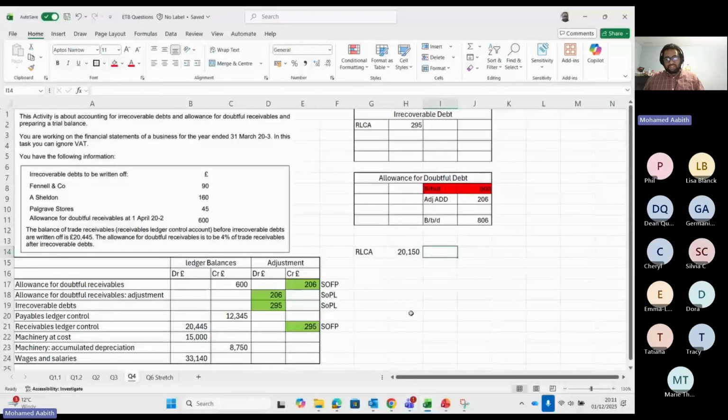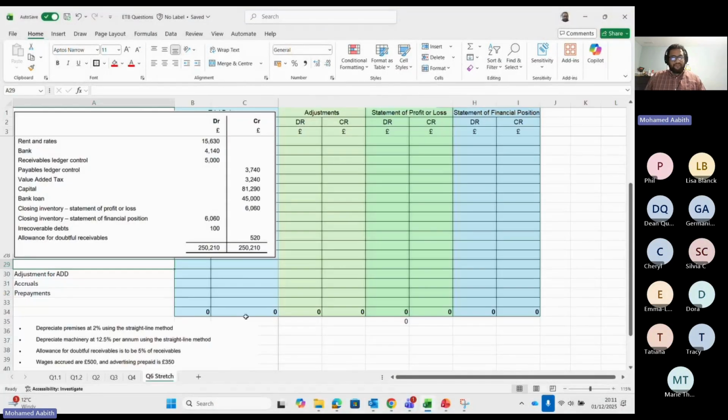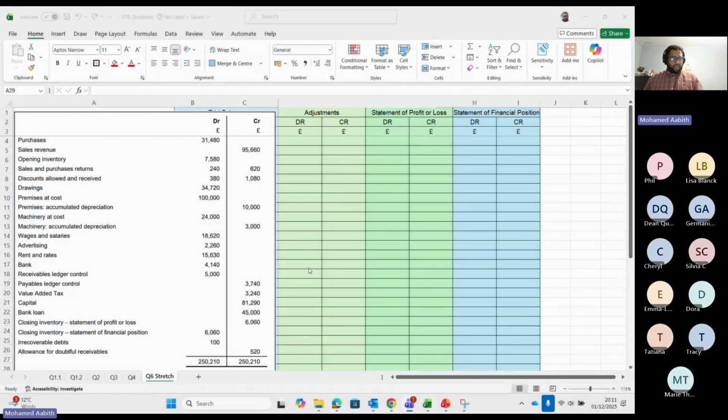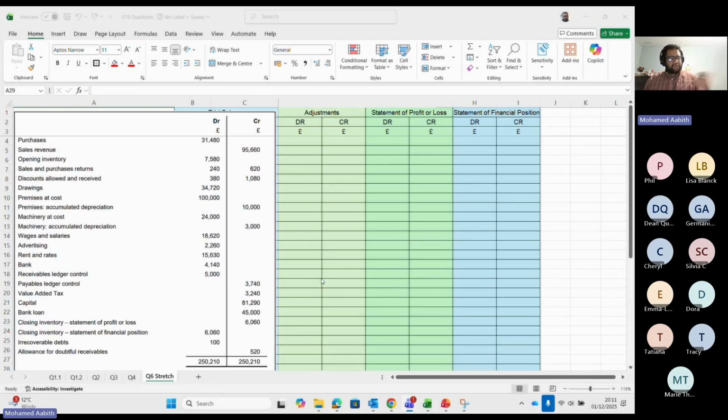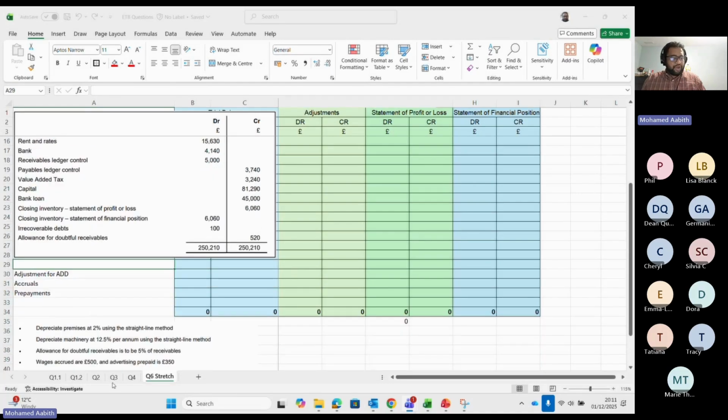If you guys can give me about 5 minutes, I'll probably do this as well. So let's do this question quickly, shall we? I don't think it will take more than 5-10 minutes anyway. So let's do this stretch question to give you some sort of an idea how we're going to do this: allowance for doubtful debt, adjustments, accruals, prepayments, depreciation, which we have covered in the previous sessions. It might be okay if you want to give me 15 minutes. So you guys okay with it? Let's do it quickly.